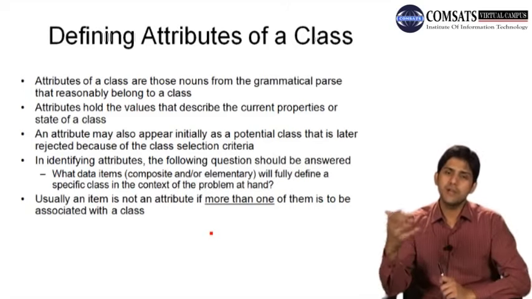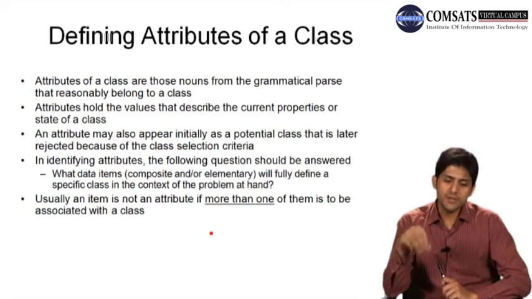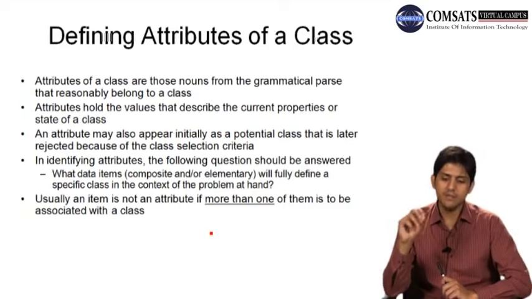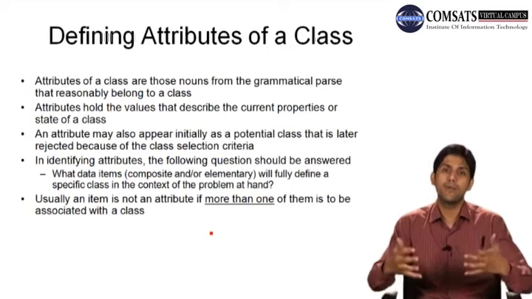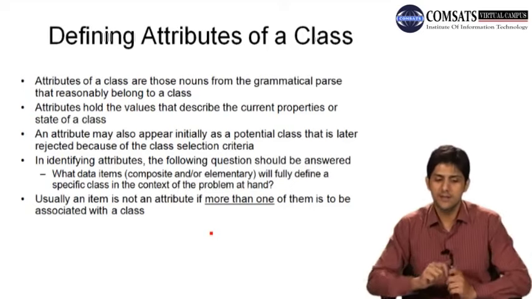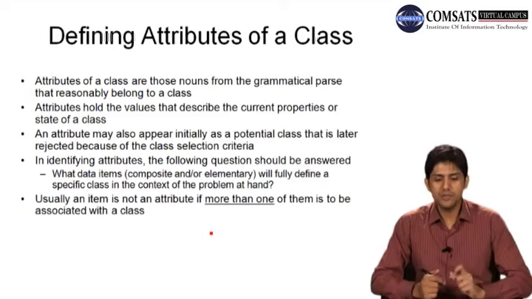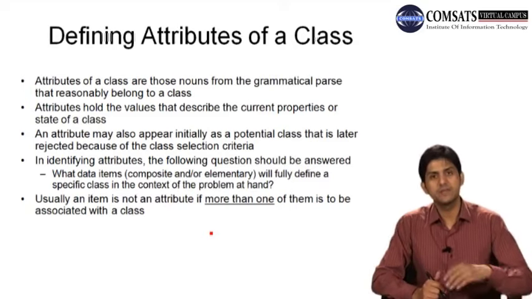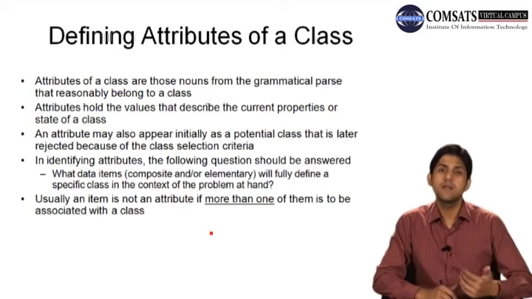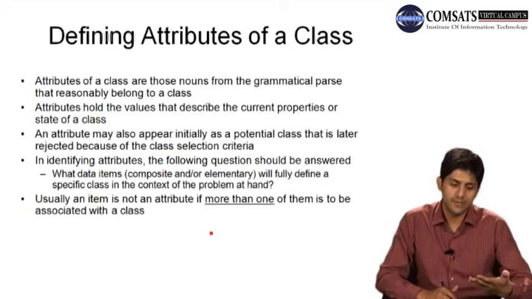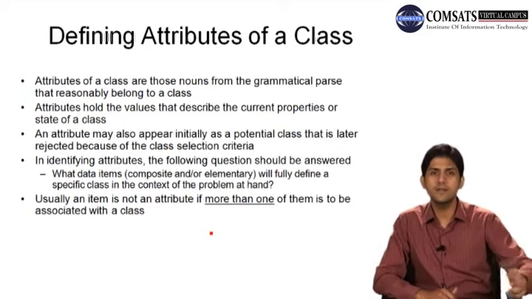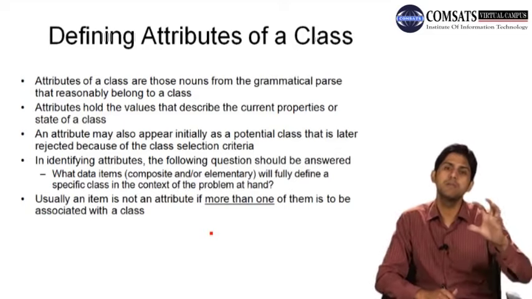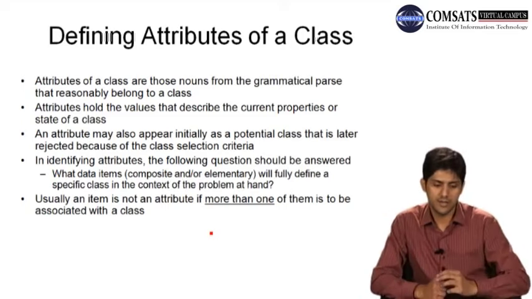So what do those attributes do? Those attributes hold values that describe the current properties or state of a class, or basically state of an object or state of an instance of that class. An attribute may also appear initially as a potential class, जैसे हमने देखा in the last example, जिस तरह number, telephone number, master password, ये सारे हमने कहे थे कि ये हमारी potential classes हैं. लेकिन ये reject हो जाते हैं, उन 6 में से किसी एक criteria को उन्होंने fail कर दिया था, जिस तरह multiple attributes, क्योंकि they were a single attribute, so they failed that particular criterion.